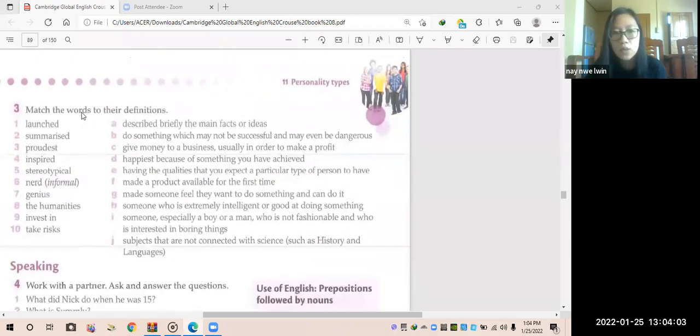The next exercise is to match the words to their definitions. So all you have to do is match the words and their definitions. For example, number 1, launch. What is its definition? Launch: made a product available for the first time. Yes, made a product available for the first time. So A matches with F, right?